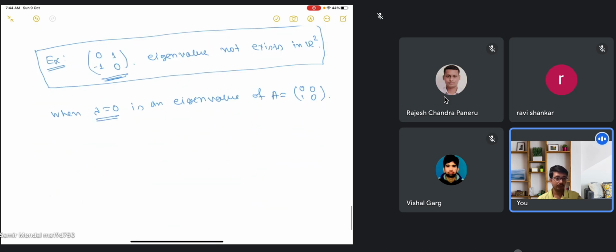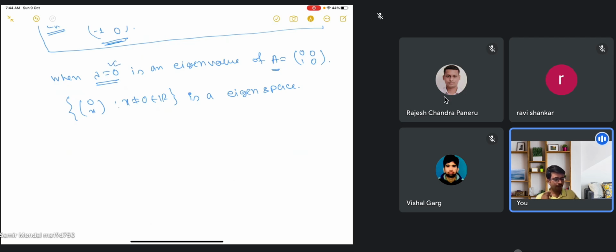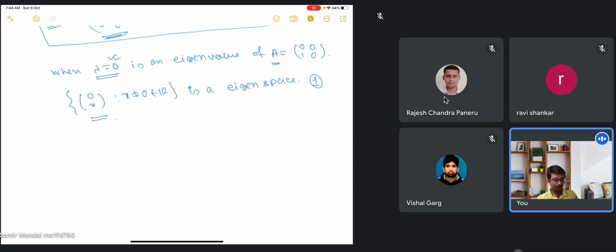Both eigenvalues of A are 0, and we are getting 0 into x, where x is non-zero, belongs to R, as the eigenspace. Corresponding to eigenvalue 0, this is your eigenspace, and this is only one dimensional. So this one can't be a basis of R2. For a basis of R2, we need two linearly independent eigenvectors, but both eigenvalues of A are 0, so we are getting only one. So from this matrix we are not getting an eigenbasis of R2.